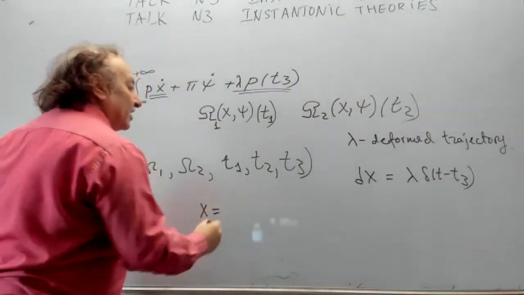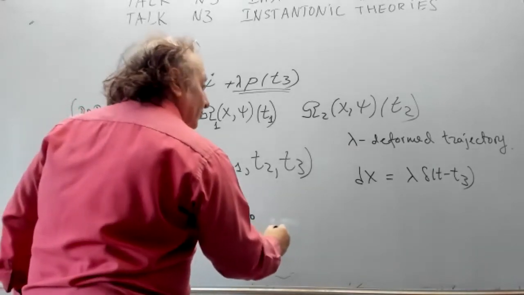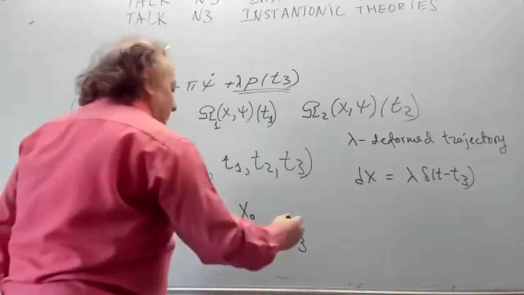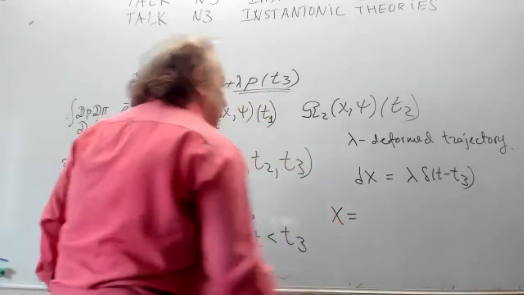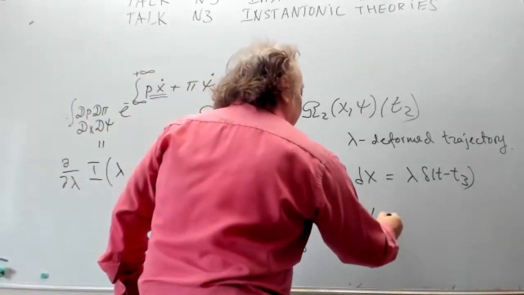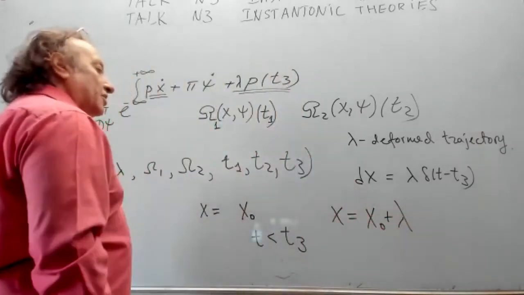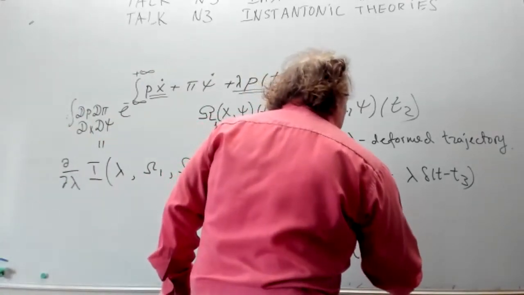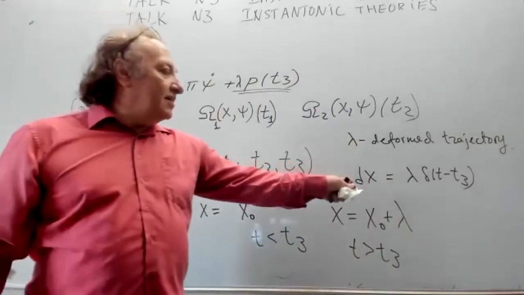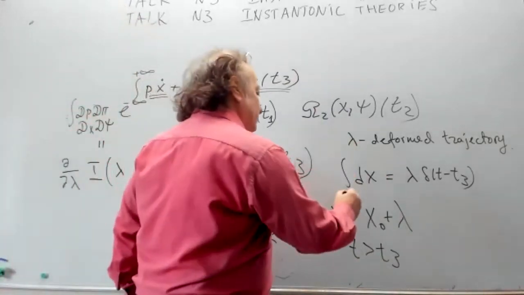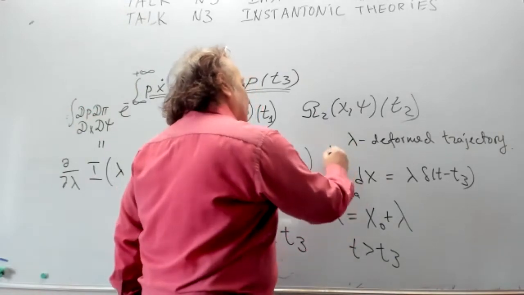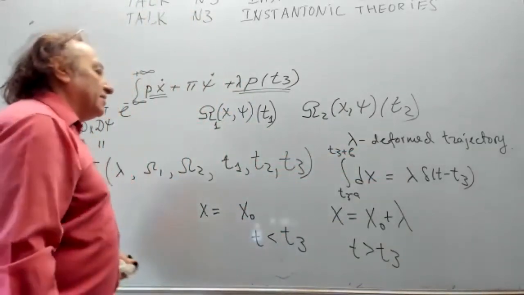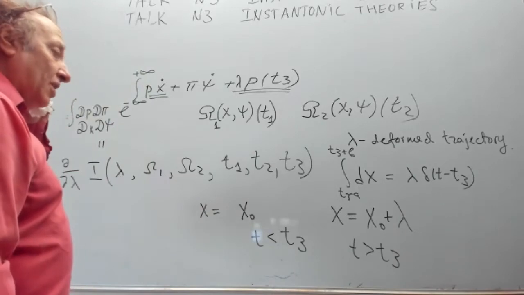So x equals x0 for t less than t3, and x equals x0 plus lambda for t greater than t3. How do I know it? I can integrate this from t3 minus a to t3 plus b. And here I have a jump, and this jump is exactly lambda. Okay?